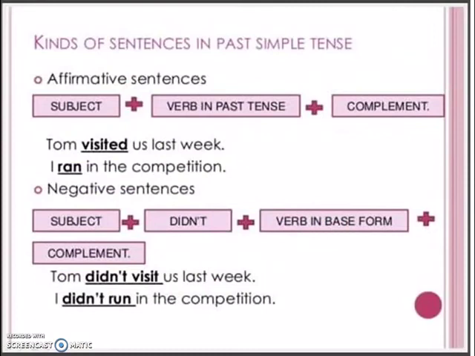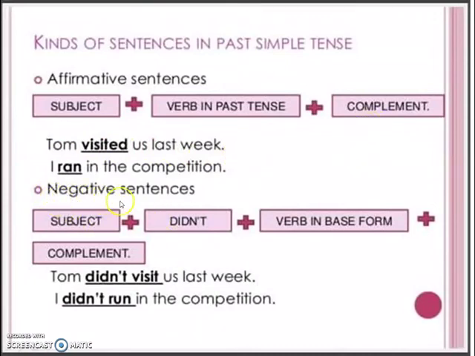Now let's learn how to form affirmative, negative, and yes/no questions in simple past tense. In an affirmative sentence, we have to start with the subject plus the verb in past tense plus the complement. Complement is the rest of the sentence, the object. Tom visited us last week. Tom is the subject. Visited is in the simple past tense. Us last week is the complement.